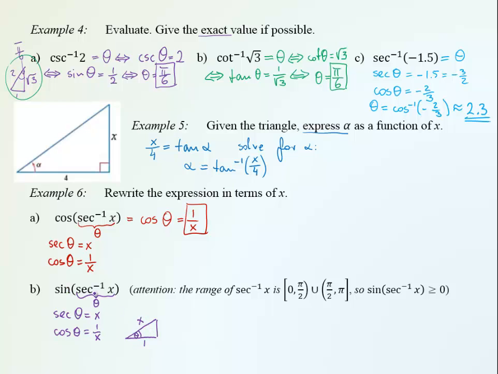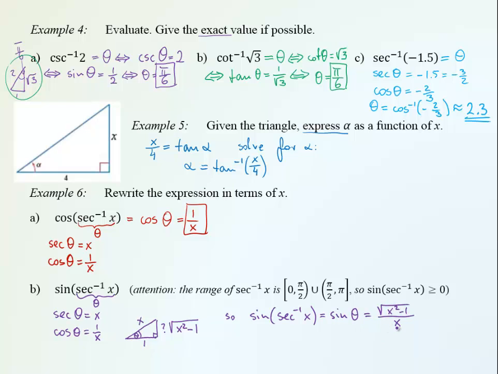Now to figure out what sine of theta is, I need this side. That can be found from the Pythagorean equation. This will be the square root of x squared, the hypotenuse squared, minus 1 squared, which is just 1. So sine of secant to the negative 1 of x is the same as sine of our angle theta, which is, from the modeling triangle, root of x squared minus 1 over x.